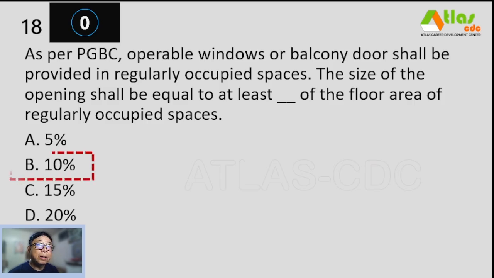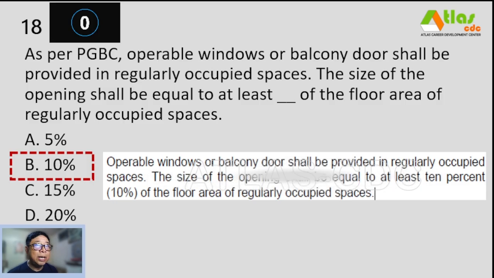And our correct answer is letter B, 10% of the floor area of regularly occupied spaces. So this requirement from the Philippine Green Building Code is very similar to the requirement of the National Building Code, as well as the Fire Code, and also the requirement of BP 220.